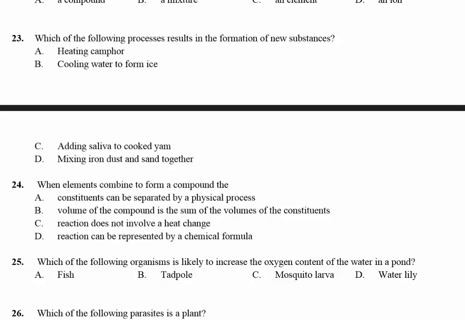C. 24. When elements combine to form a compound, the reaction can be represented by a chemical formula. Therefore, the answer is D. 25. Which of the following organisms is likely to increase the oxygen content of water in a pond? And the answer is water lily. It's a plant.